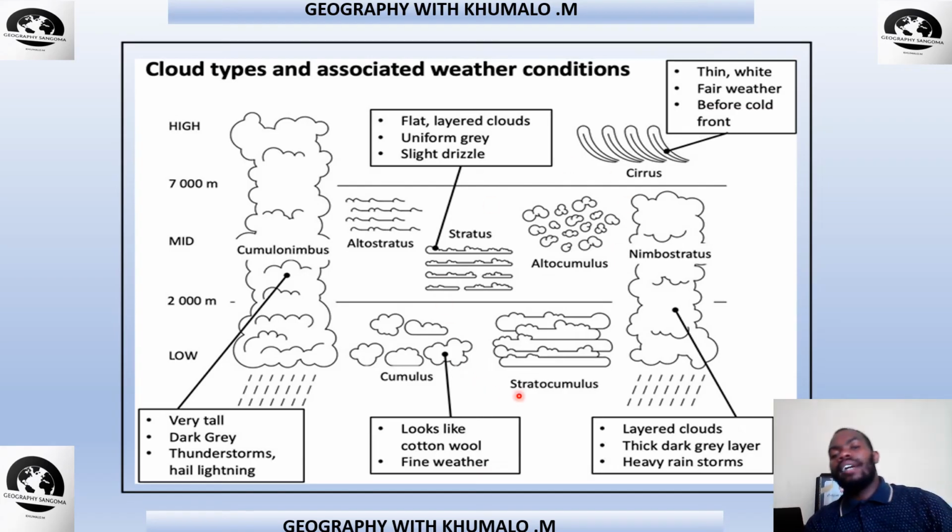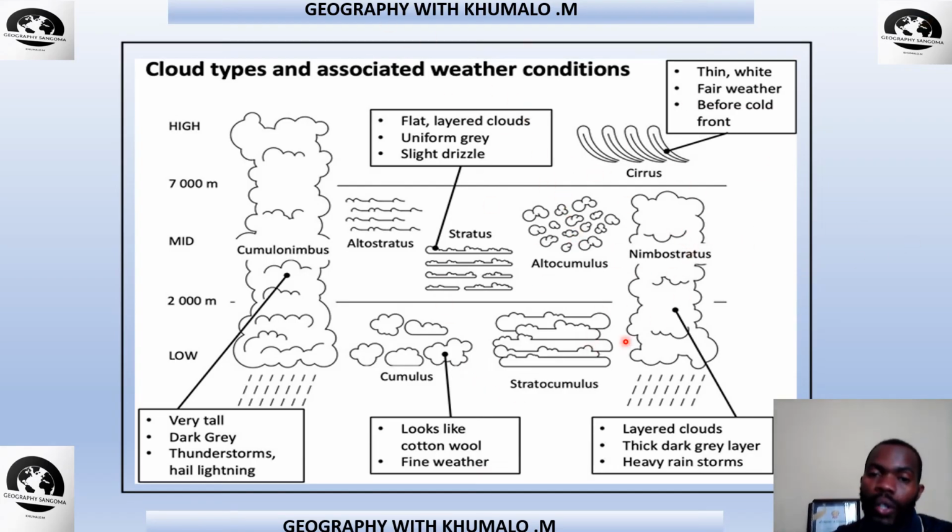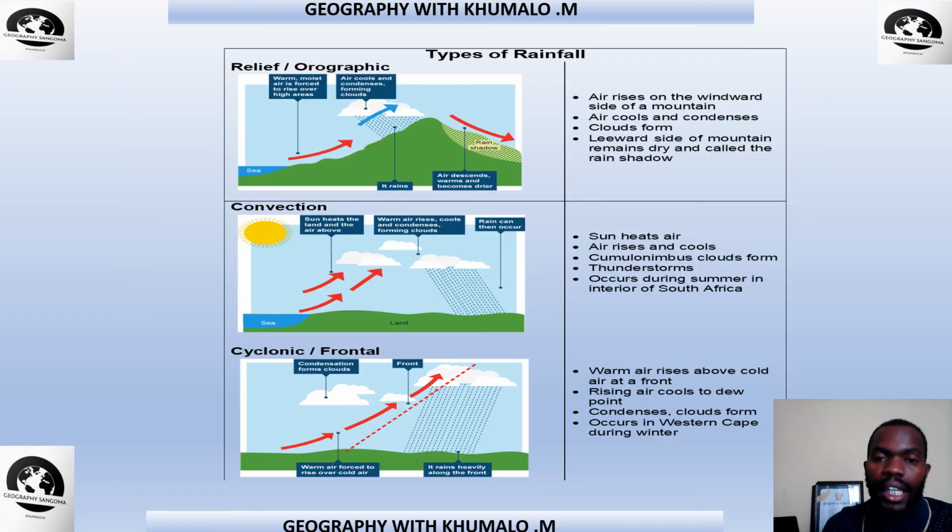Now, this is a diagram. You must know it. You must study it, grade 10s, and then understand what is going on here. Then we've got types of rainfall. Remember, once the clouds have been formed, then we are going to have types of rainfall. So we've got the relief rainfall, which is called orographic rainfall. So you can say relief, or you can call it the orographic.